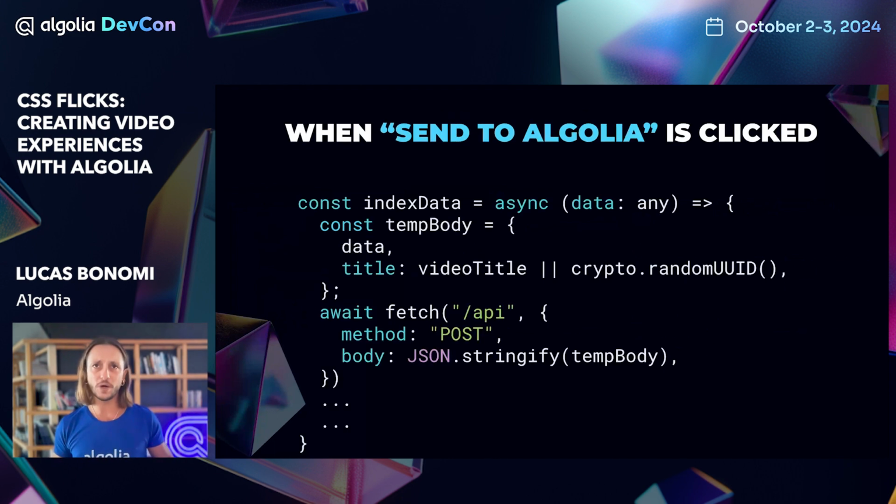When I click send to Algolia, an asynchronous function will create a temporary object called the temp body containing all the data, so my 100 frames, and the title of the video. And then it will be sent to my API route as a JSON string.